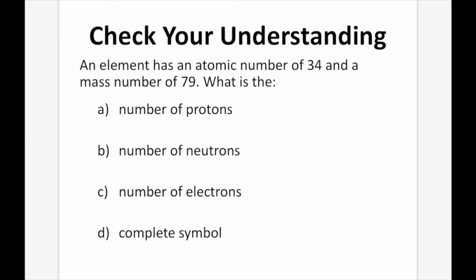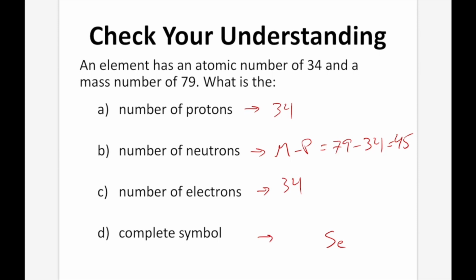Now the number of protons is going to equal the atomic number, which is 34. The number of neutrons is going to equal the mass minus the number of protons, which is 79 minus 34, which is equal to 45. The number of electrons is going to equal the number of protons, which is going to be 34. And then the complete symbol is going to be Se, because when we find the atomic number 34 on the periodic table, we find the symbol Se. The mass is going to be below. The mass is 79. And the atomic number is going to be up top, and that's going to be 34. And there's our complete symbol.